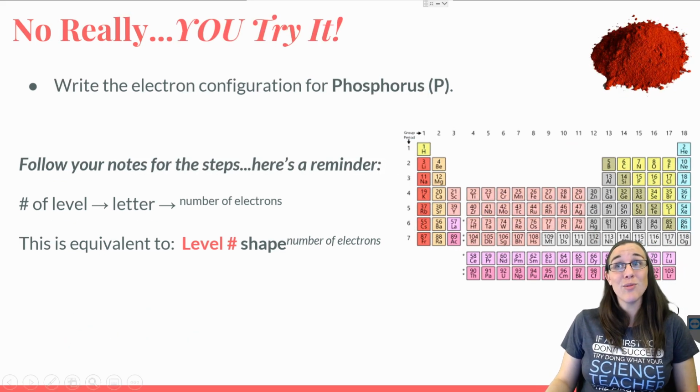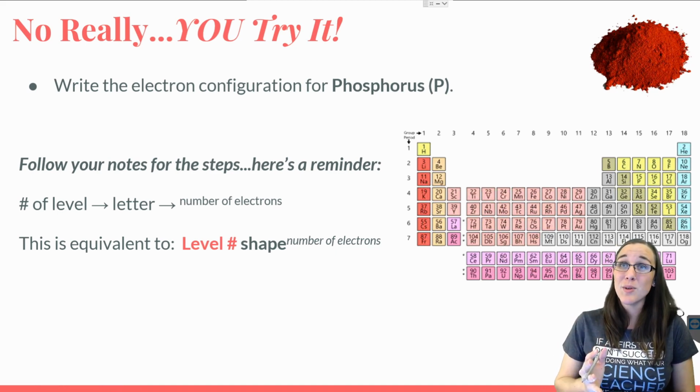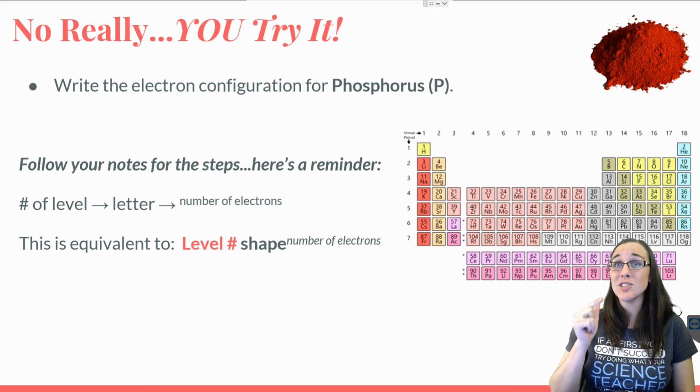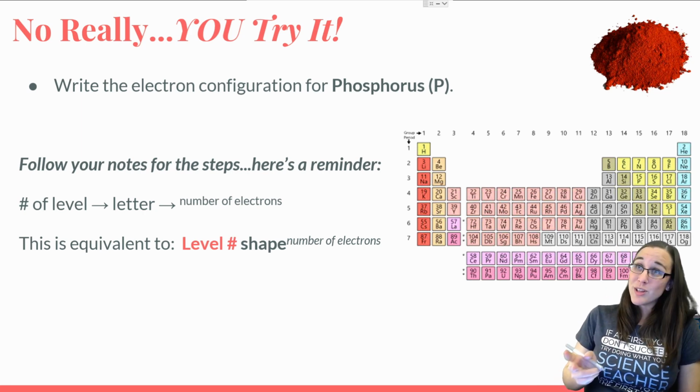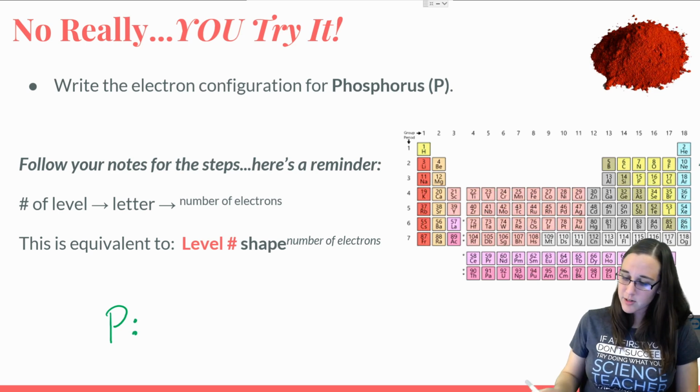All right, now you really try it. You should pause the video here and try this one yourself. Locate phosphorus, start with 1s, see if you can write out the electron configuration. All right. Hopefully you paused it and you tried it yourself. If not, we are still moving forward and I'm going to show you how to do it.